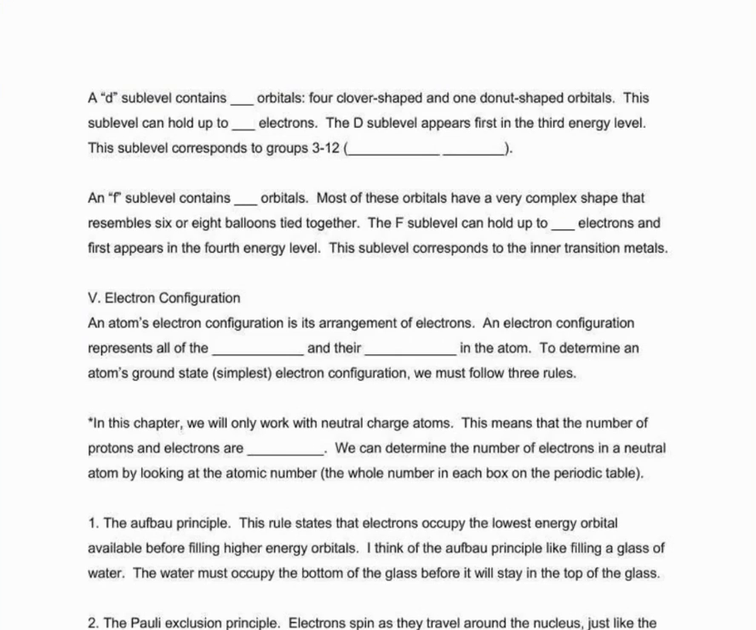The d sublevel contains 5 orbitals, and they have weird shapes. We're not going to concentrate too much on the shape in this class yet. At the very end of the year, when we talk about molecular geometry, the shape of a molecule, this will come back into play. But for now, just a brief description: 4 clover shaped. Here's a clover shape, 4 of these, and then 1 that's a donut shape.